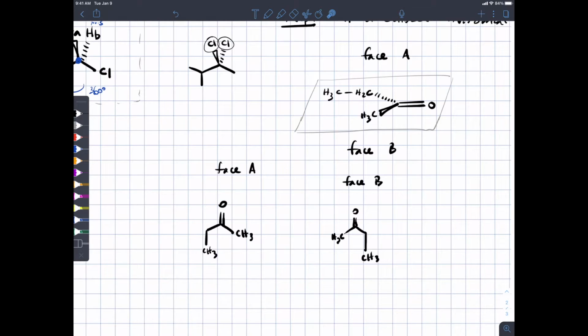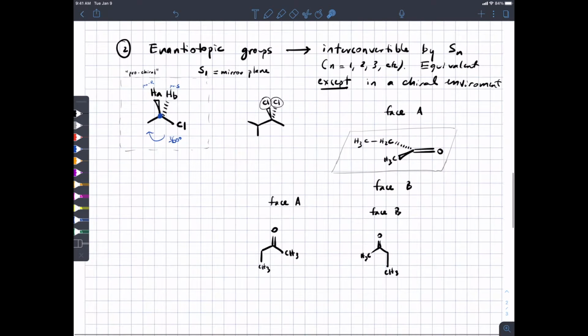They're mirror images of each other, okay? And they're identical except in a chiral environment. Same argument we used before for the enantiotopic groups. If your hand is a receptor and you have to bind the ketone with your left hand, your fingers always need to be on the methyl group, your palm always needs to be on the ethyl group, you can tell one face from another with this reagent. And so these are called enantiotopic faces, and there's a stereochemical way to distinguish them.